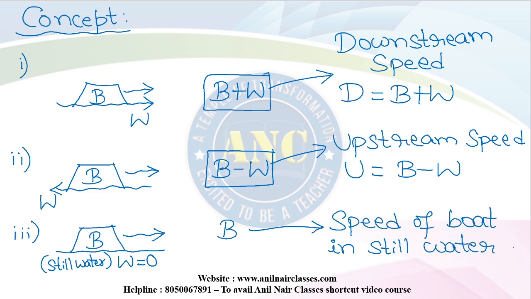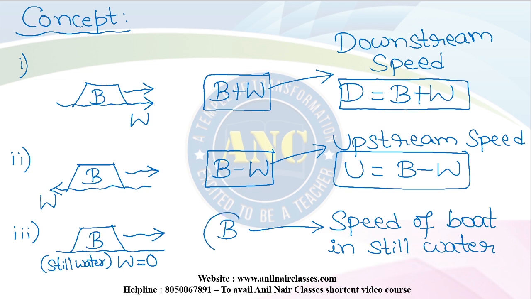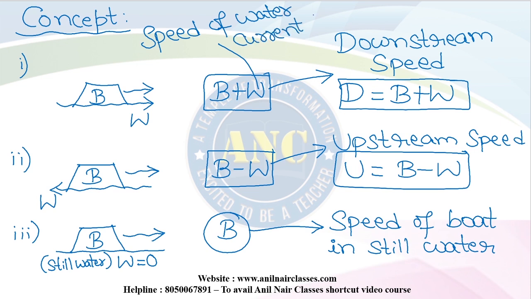So in simple language, downstream speed is B plus W, upstream speed is B minus W, and B is nothing but the speed of boat in still water. Then what is this W? W is nothing but the speed of water current, or generally they will call it speed of water, or speed of current. Every terminology is the same. W is nothing but the speed of stream, that also can be used. There are so many terminologies which will come in this particular topic. We will keep on seeing them as we proceed with more and more problems.